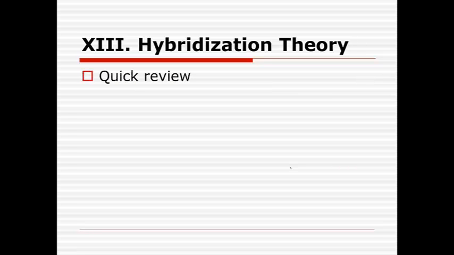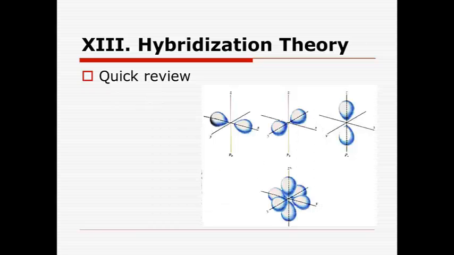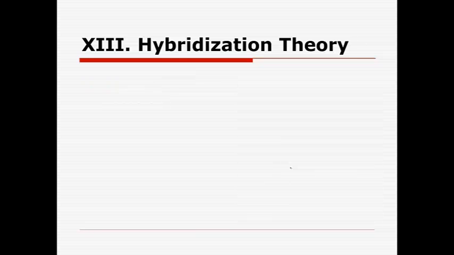Now, why do we need it? Well, let's go back and have a quick review. Remember the shape of an s orbital. An s orbital is basically just a sphere. The p orbitals had lobes on them, kind of egg-shaped, and both lobes together made up one orbital, and we had three of them. They're oriented in three different directions.